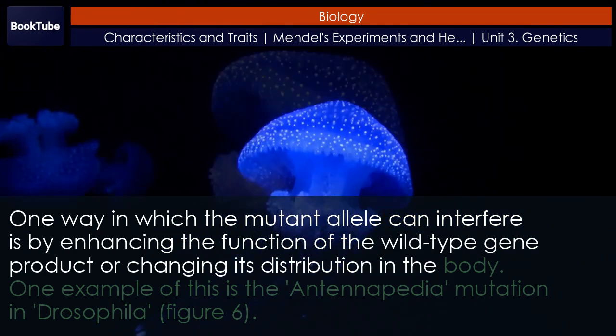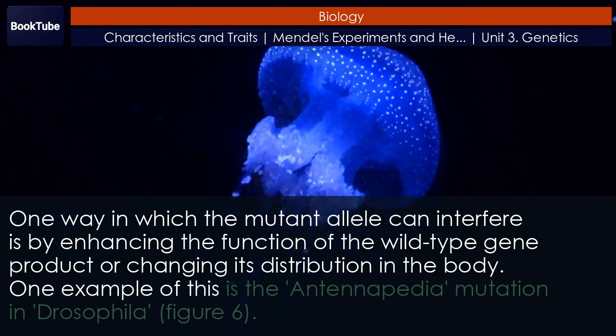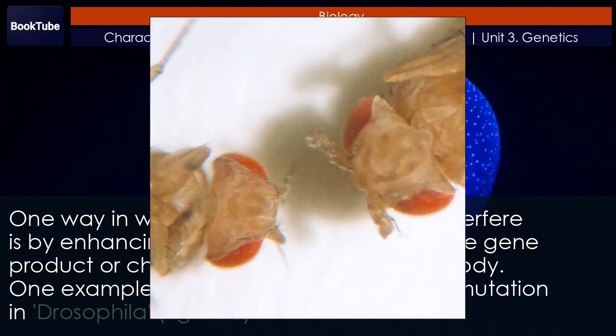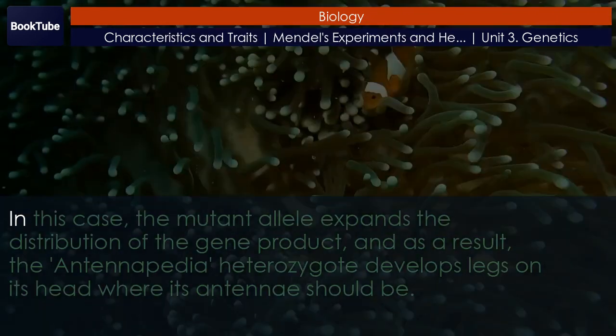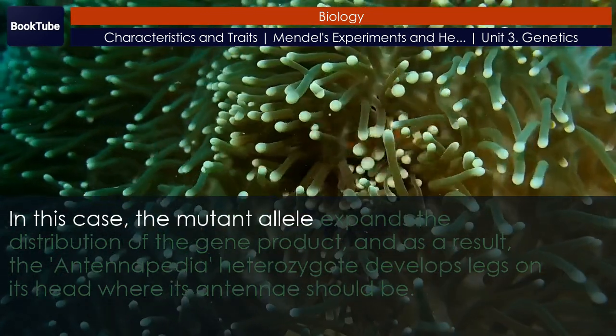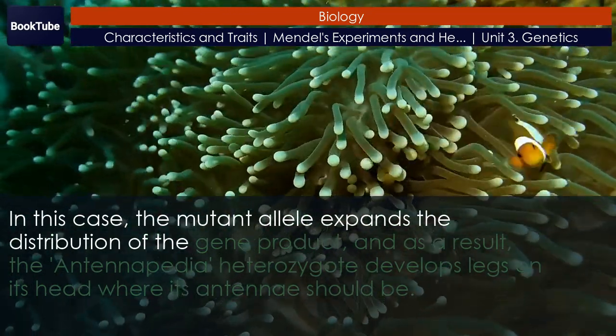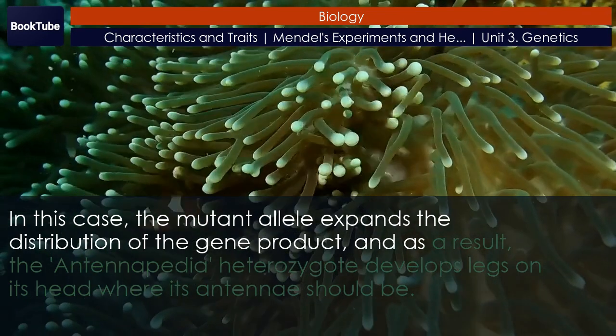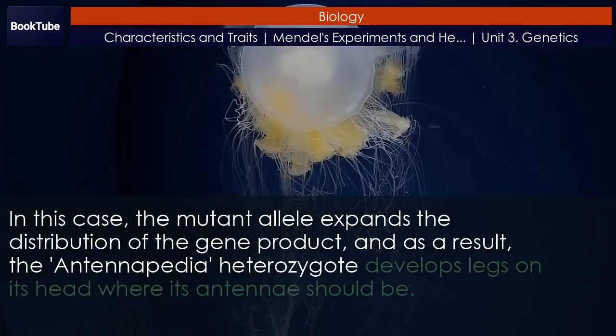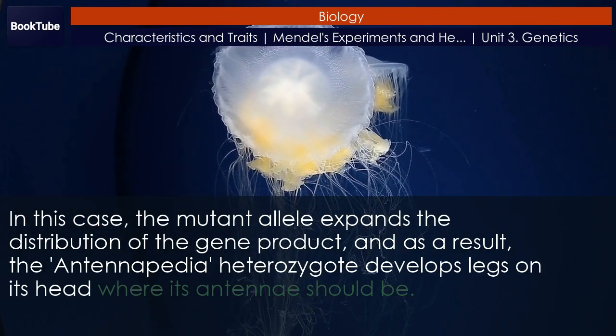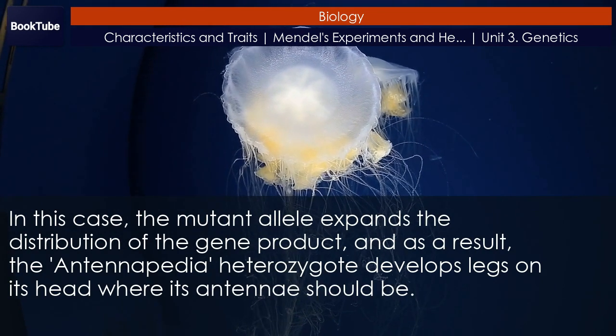One example of this is the antennapedia mutation in Drosophila. Figure 6. In this case, the mutant allele expands the distribution of the gene product, and as a result, the antennapedia heterozygote develops legs on its head where its antennae should be.